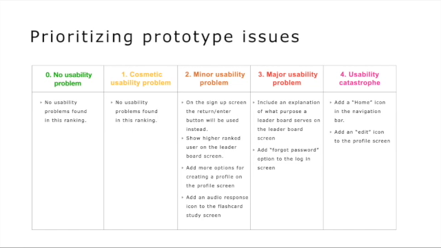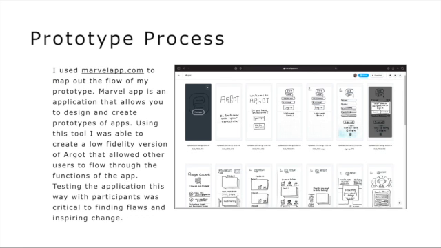3. Major usability problems. Include an explanation of what purpose a leaderboard serves on the leaderboard screen. Add forgot password option to the login screen. 4. Usability catastrophe. Add a home icon in the navigation bar. Add an edit icon to the profile screen.